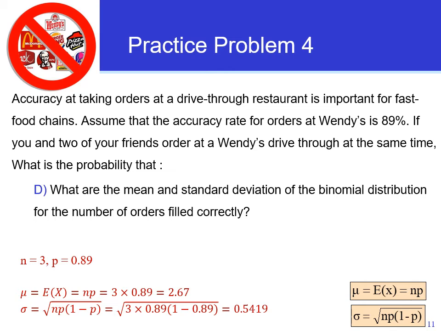So the average, the expected value, is 2.67. So on average, we could expect to have 2.67 orders out of the 3 orders fulfilled correctly. And the standard deviation is 0.54.